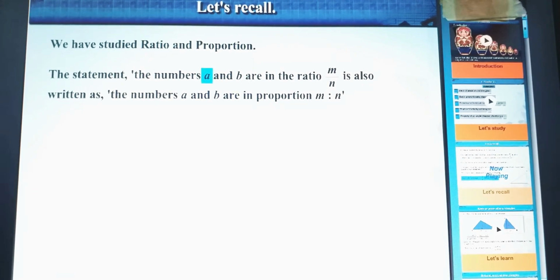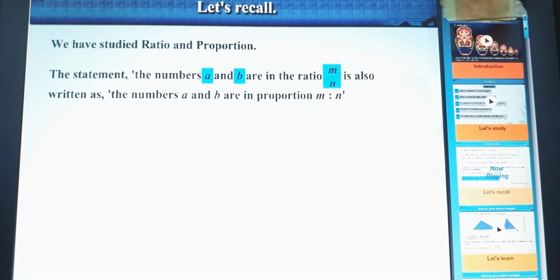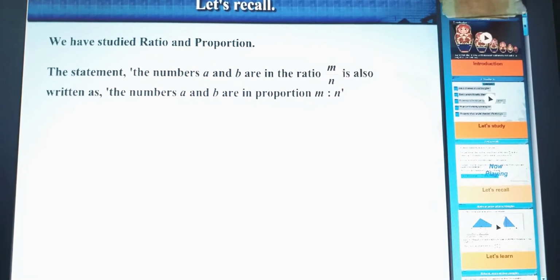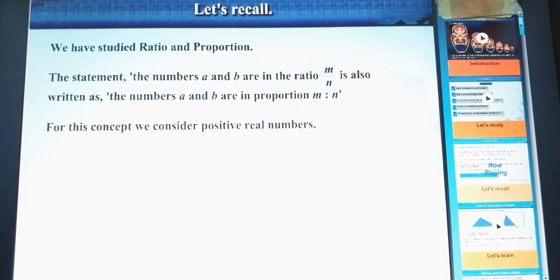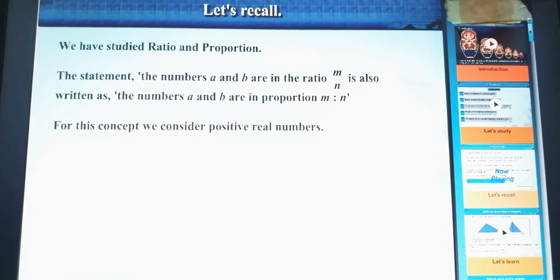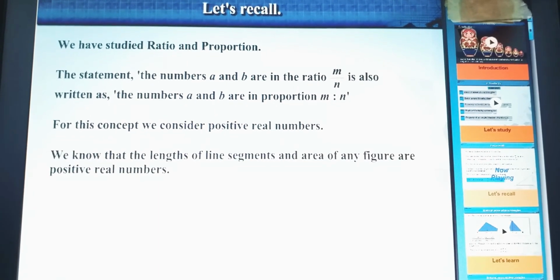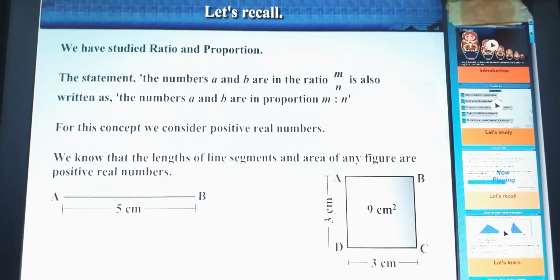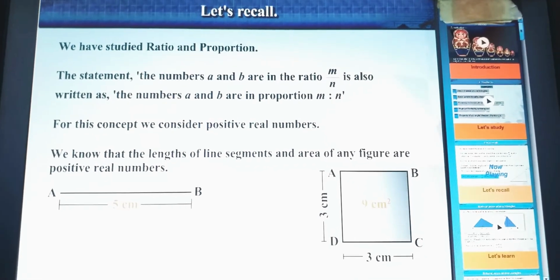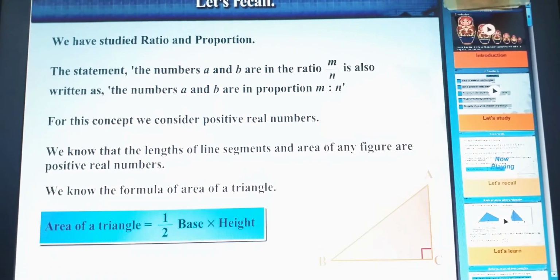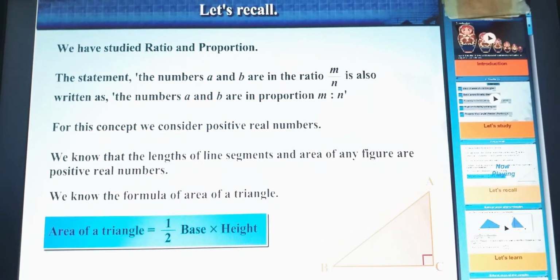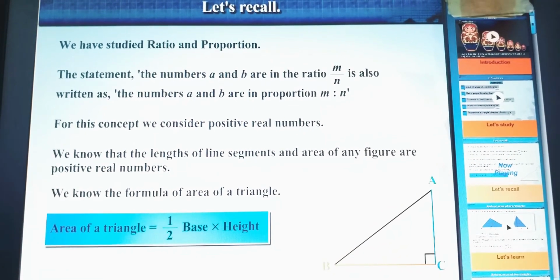Let's recall. We have studied ratio and proportion. The statement, the numbers a and b are in the ratio m upon n, is also written as the numbers a and b are in proportion m is to n. For this concept, we consider positive real numbers. We know that the lengths of line segments and area of any figure are positive real numbers. We know the formula of the area of a triangle. Area of a triangle is equal to 1 upon 2 base multiplied by height.